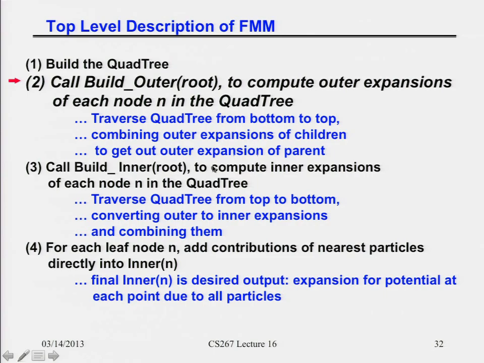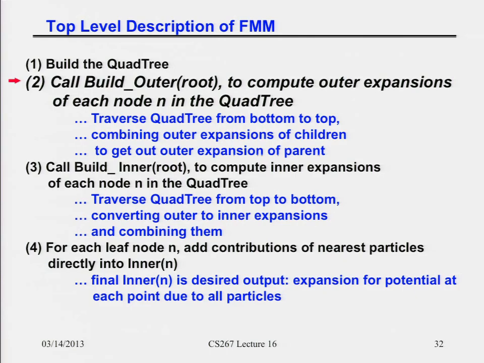Now, analogous to Barnes-Hut, I start at the root. And I say, I want to compute the force due to everybody in this box, due to everybody who's far enough away, my cousins once removed. And so I'm going to traverse the quad tree from top to bottom, and I'm going to convert outer expansions of guys that are far away to inner expansions inside me. I'll draw a picture later. And I'll combine them. So for everybody who's far enough away, I'll take their outer expansions, and convert them to inner expansions just in my box and add them up. And then finally, I do the nearest neighbors by a direct calculation.